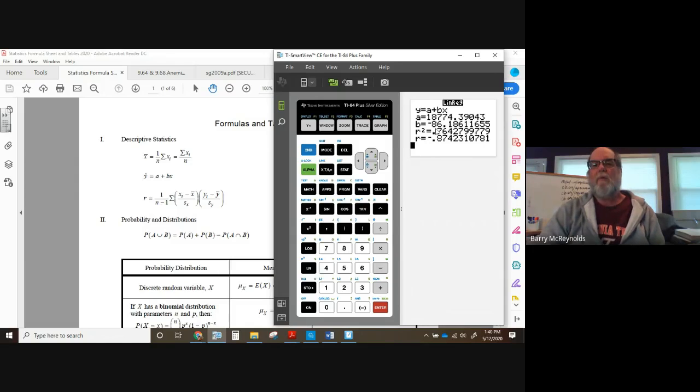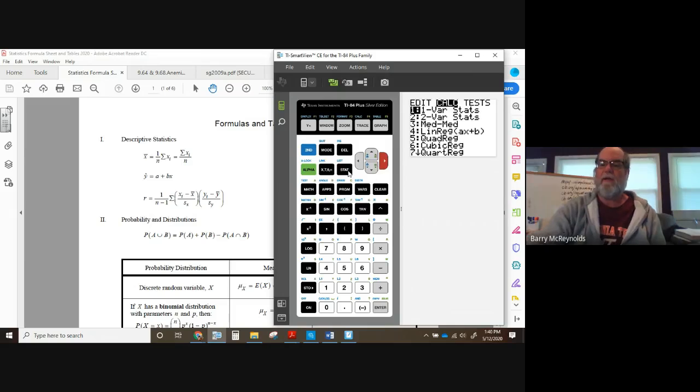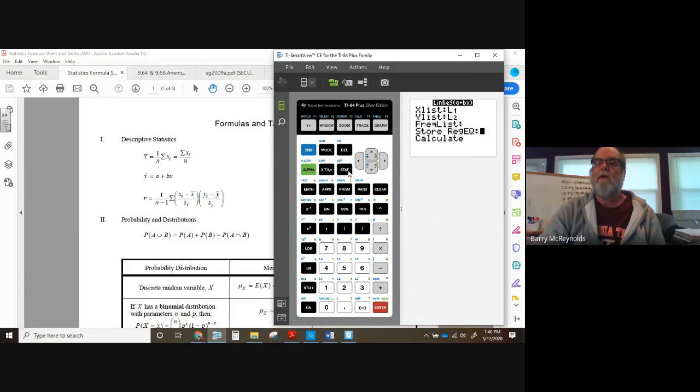Now, I want to warn you, some of your calculators, when the calculators get reset or when the batteries get taken out and everything goes back to default, you may do this calculation, stats, calculate 8, and go through all of this, and you may see A and B, but you don't see R and R squared.